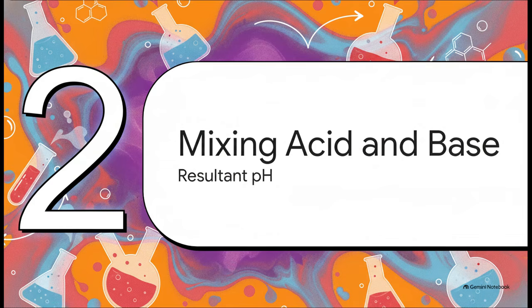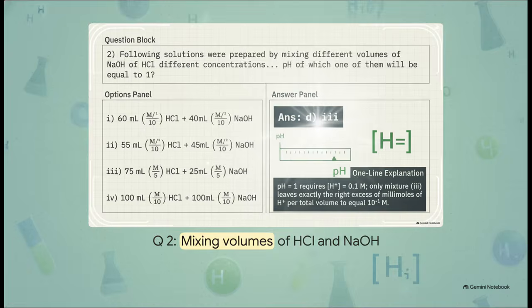Section 2. Mixing acid and base, resultant pH calculations. Let's move along and see how this builds when we start mixing different volumes and concentrations. Question block. 2. Following solutions were prepared by mixing different volumes of NaOH, of HCl different concentrations, pH of which one of them will be equal to 1.